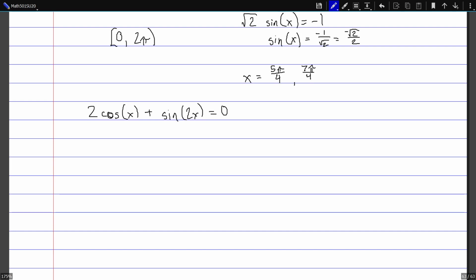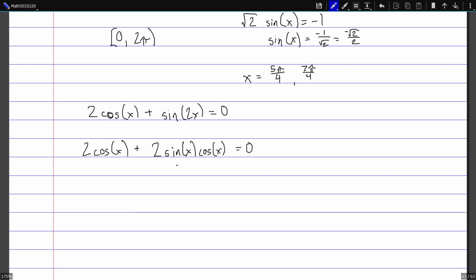In this case, since it's sine of 2x, we're going to apply the double angle formula for sine. This is going to change into 2 sine of x times cosine of x. Sine of 2u equals 2 sine u times cosine u. Now this might not look that much better, but the fact that we're now all dealing with the same angle makes things a lot better for us overall.